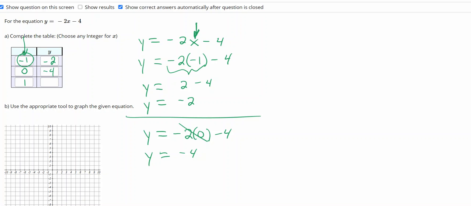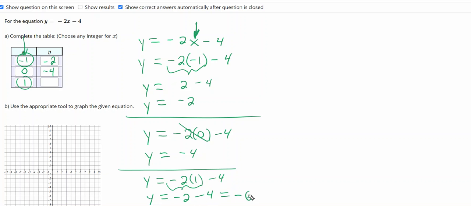And then the last one would be 1, right? So say y is equal to -2, and instead of an x, I'm putting in a 1. Then -4. So now -2 times 1 is just -2, and then -4. Just be careful on this one, because -2 minus 4 is -6, right? You got more negative there. So that would be -6.